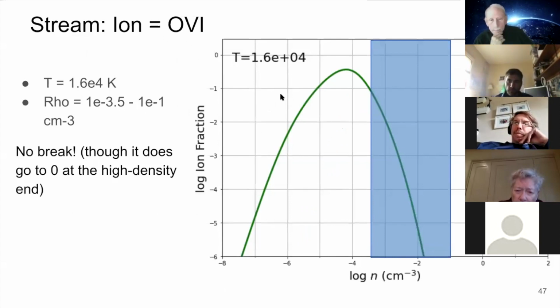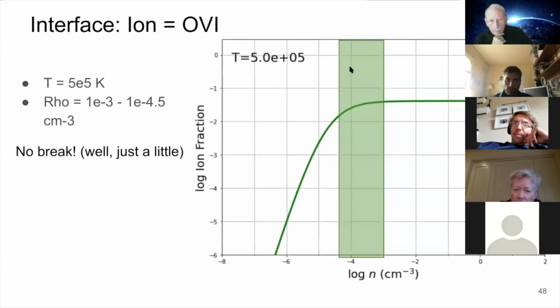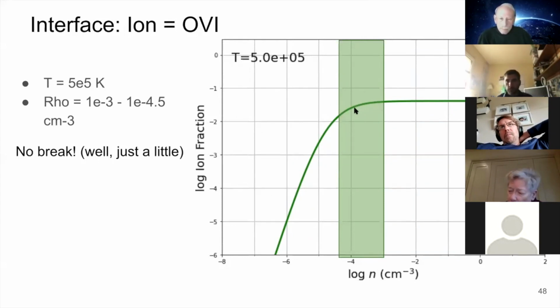Take an example. Looking at the stream, it has this temperature, 1.6 times 10 to the 4. Basically, here are the densities that the stream encompasses. So it goes from about here to about here, and it doesn't go over a power law break. This is approximately a straight line within this region. On the interface, you have this temperature, 10 to the 5.5. You have densities between 10 to the minus 3 and 10 to the minus 4.5, like here, and so this is approximately flat. It breaks down a little bit at the end, but let's say that it is close to being flat.